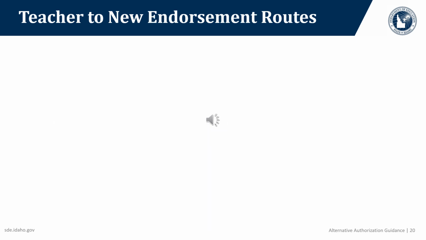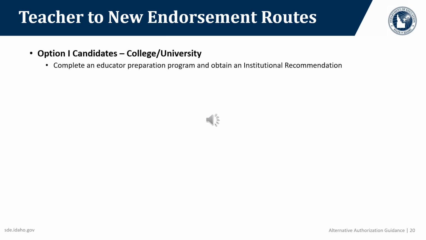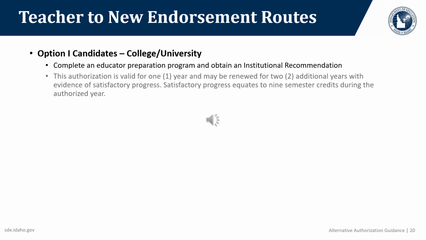For Teacher to New endorsement routes, the candidate has 3 options toward obtaining a new endorsement. Option 1, the candidate is seeking an endorsement through coursework to obtain an institutional recommendation from the college or university. This authorization is valid for 1 year and may be renewed for 2 additional years with evidence of satisfactory progress. Satisfactory progress equates to 9 semester credits during the authorized year.